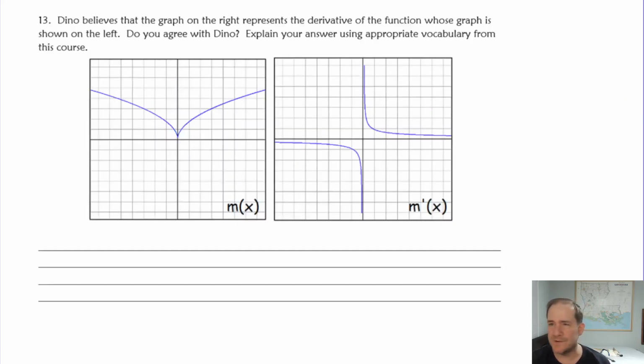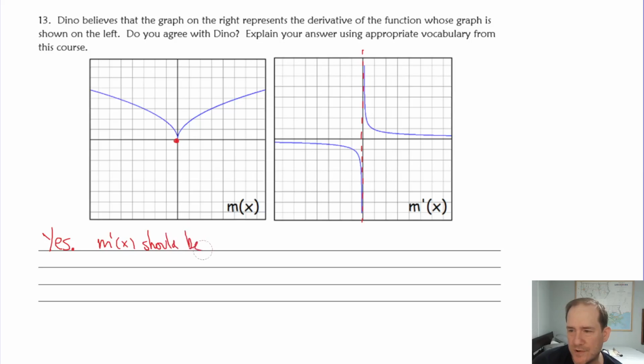So finally, there's number 13. And 13 just wants to know, hey, is this the right derivative of this graph? And there's a few things I'd want you to mention. You're certainly going to say yes, first of all. Now, why? Well, there's a cusp here. You should probably use that vocabulary to say that because there's a cusp at x equals 0, the derivative should be undefined at x equals 0. Now, we end up with a vertical asymptote. That's definitely undefined.